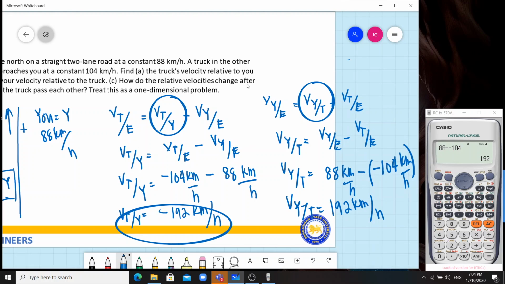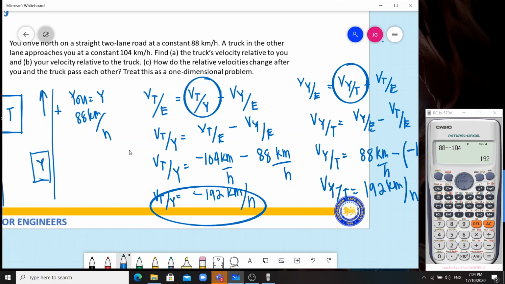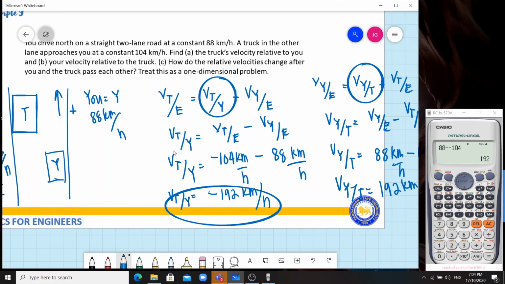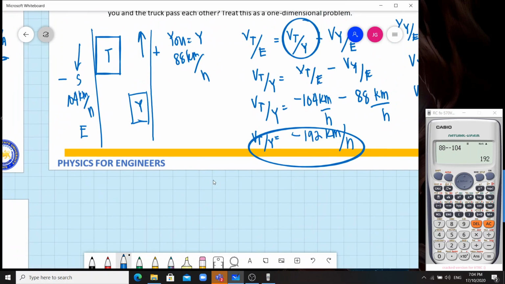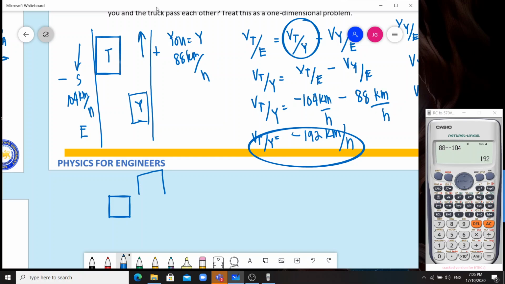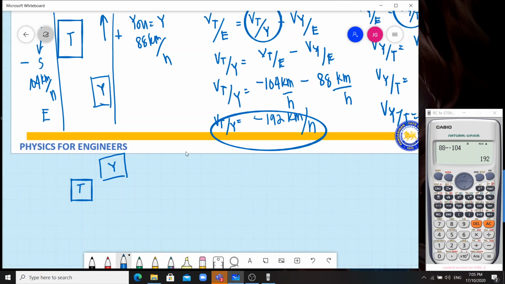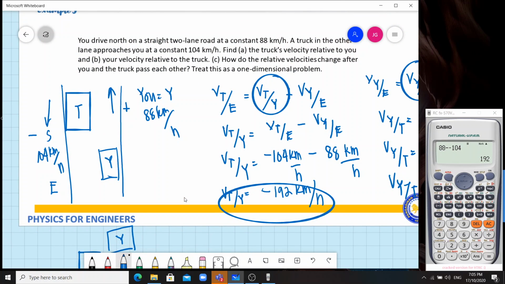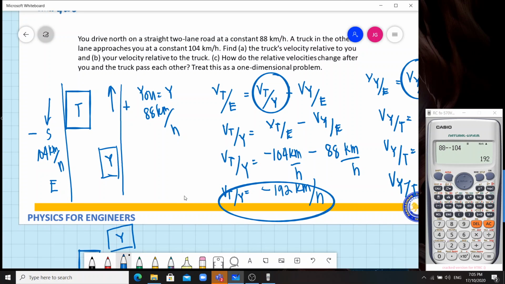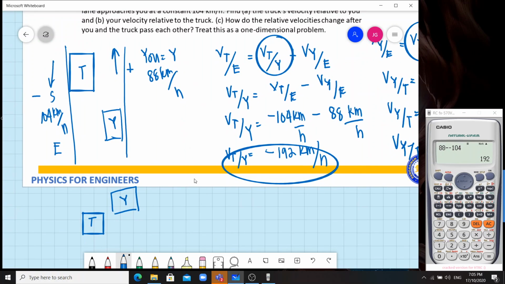Okay. Now, let us see how do the relative velocities change after you and the truck pass each other. Okay. Paano naman kapag nagkabaliktad na, nagkapantay na kayo, ganyan. Pass each other. Yan. Ito ka na, and then, ito na si truck. Subukan natin, how do the relative velocities change after you and the truck pass each other. Okay.